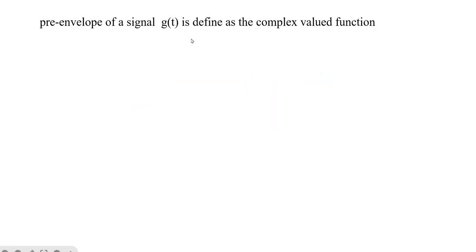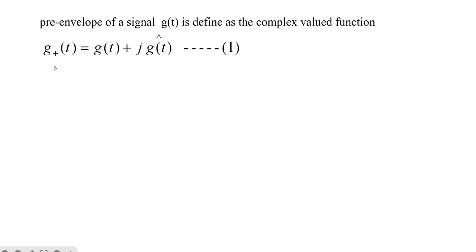Hello everyone. Today we will see the pre-envelope of a low-pass signal. The pre-envelope of a signal g of t is defined as a complex valued function and it is given by the equation g plus of t is equal to g of t plus j g cap of t, and we will take this as equation number 1.